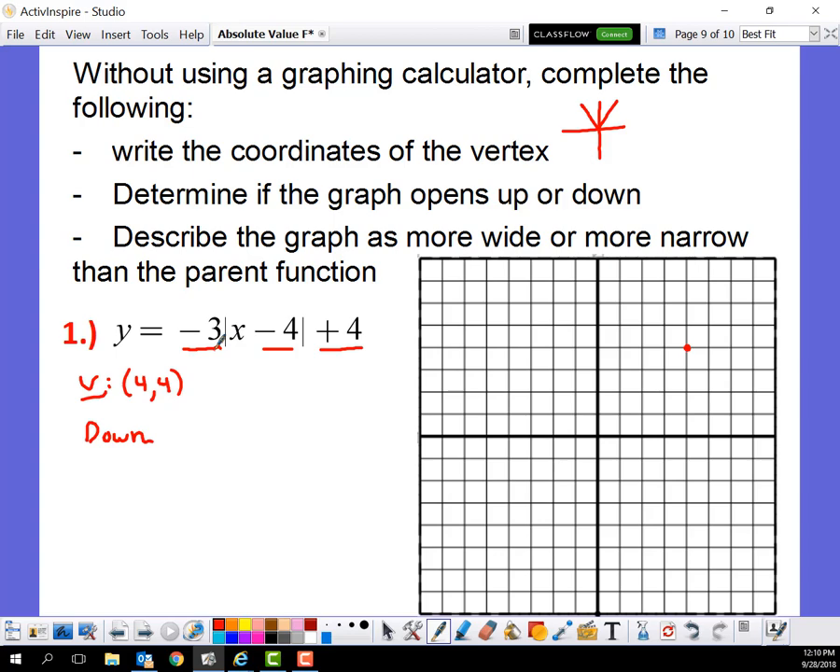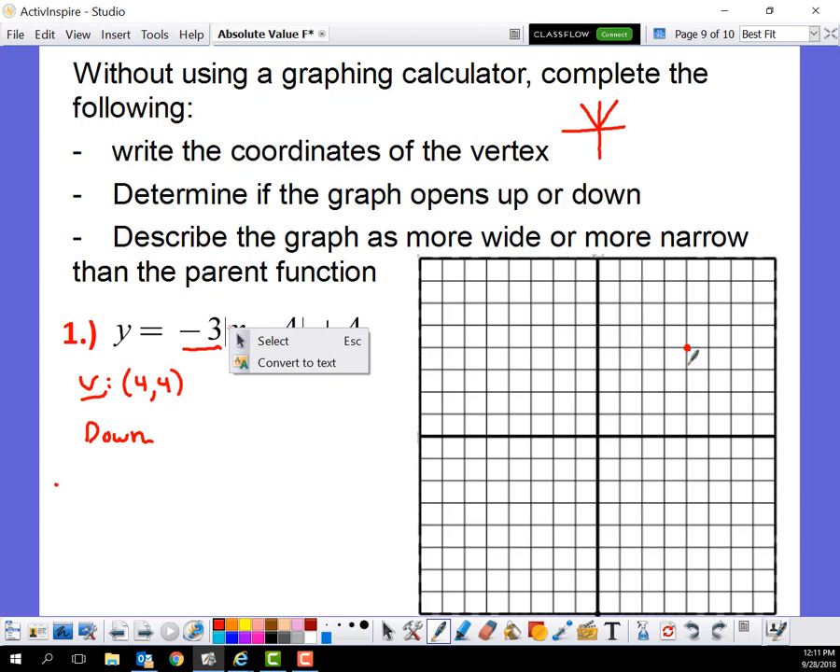Now, how are we going to actually graph this? We know where the vertex is. We know it opens down, and we know it's more narrow. Well, actually, the slope of each one of these sides is going to be plus and minus whatever the product of a times b is. So here our a value is 3, our b value is 1. So the slope of each side is going to be 3 and negative 3.